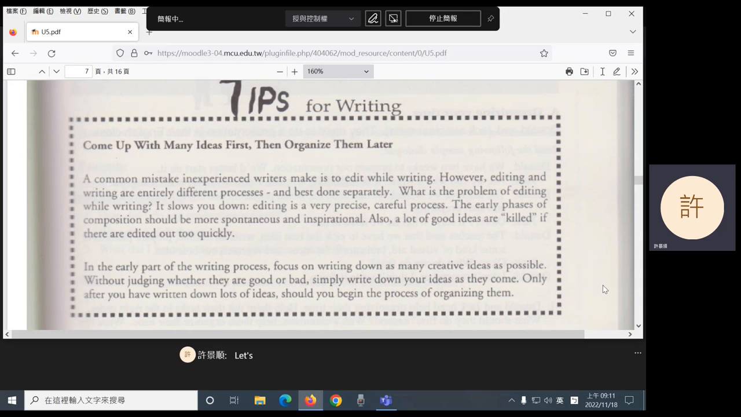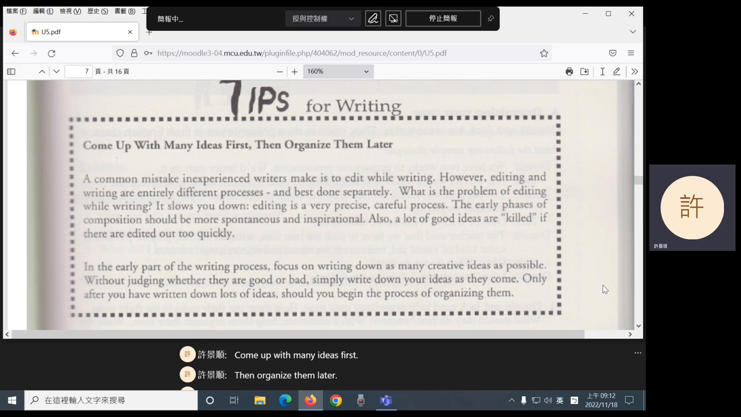Let's look at page 63. We have here some tips for writing. And this tip is to tell you that when you start writing, the first things that you put on the page don't have to be perfect. When you start writing, the important thing is to get your ideas onto the page. It says here, come up with many ideas first, then organize them later.